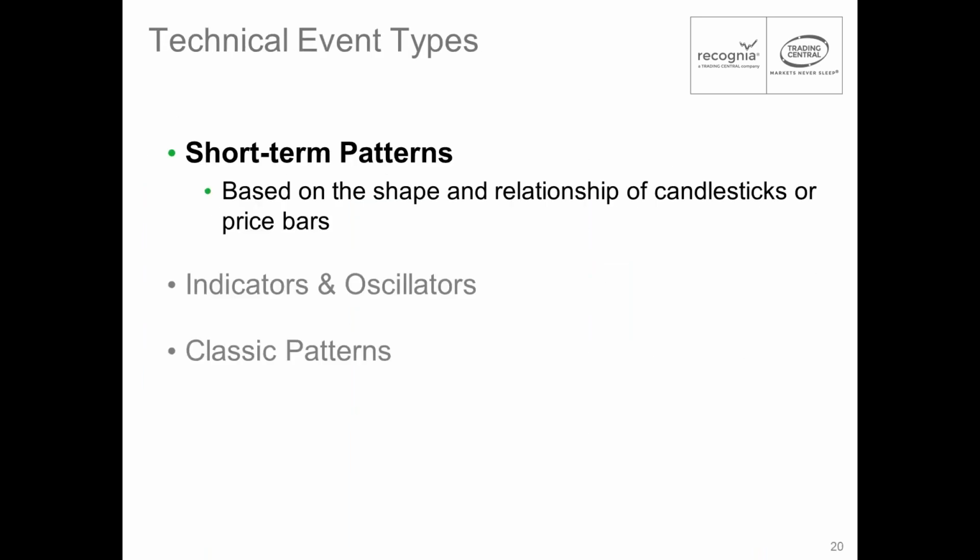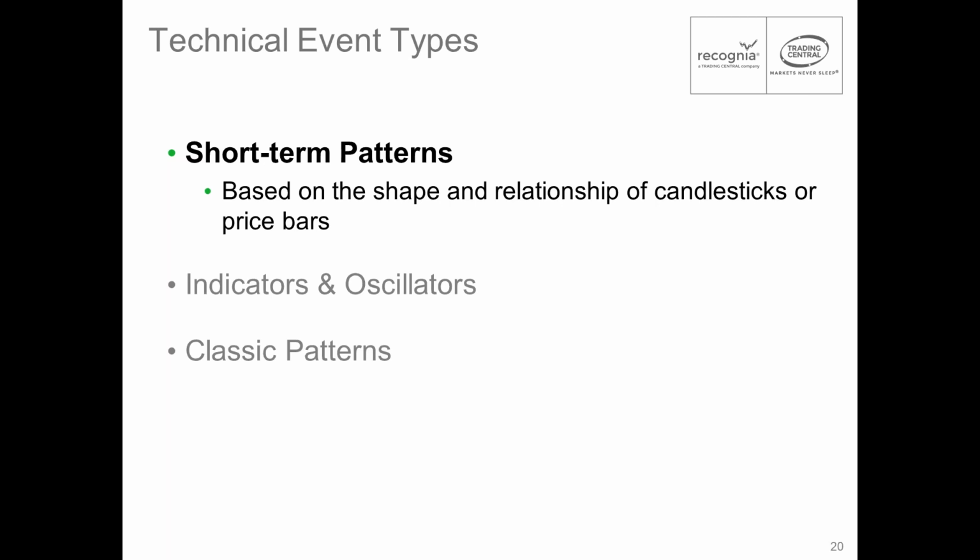Now let's just go through a little bit about some of those different kinds of events and talk about how they might be applicable to you and what you do. So I'm going to run through 3 different classes of events. The first one called the short-term patterns, and these are very, very useful for short-term traders, and they're based on the shape and relationship of candlesticks or price bars. Then we'll move on and talk about the indicators and oscillators, and then finally the classic patterns.